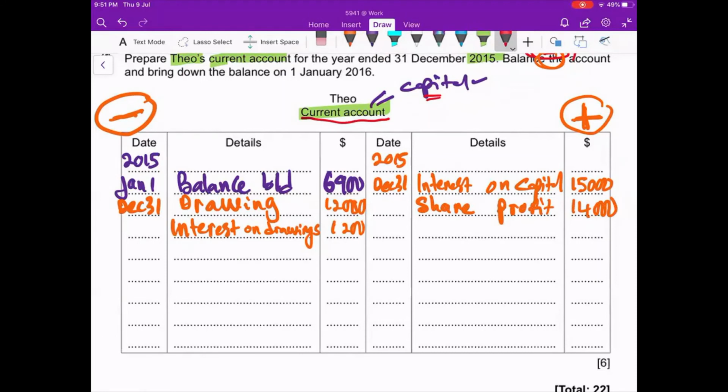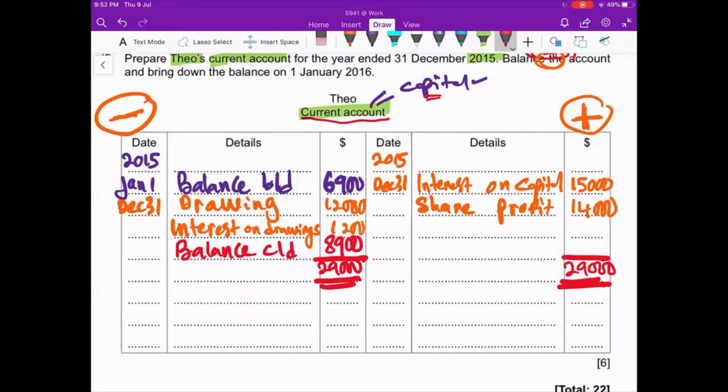If the credit side is bigger, leave one line here, double line, one line here, double line, and total up the credit. When I total up the credit, I get 29,000. In the debit side also 29,000. I take 29,000 minus everything in the debit. Use a calculator and calculate. I get 8,900. So this is my balance CD.